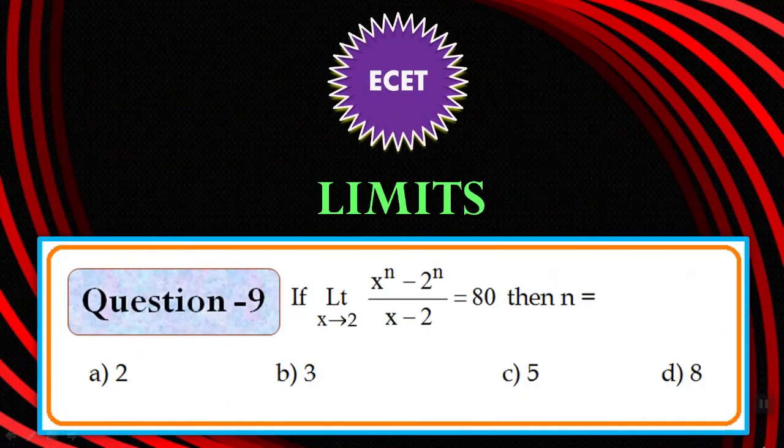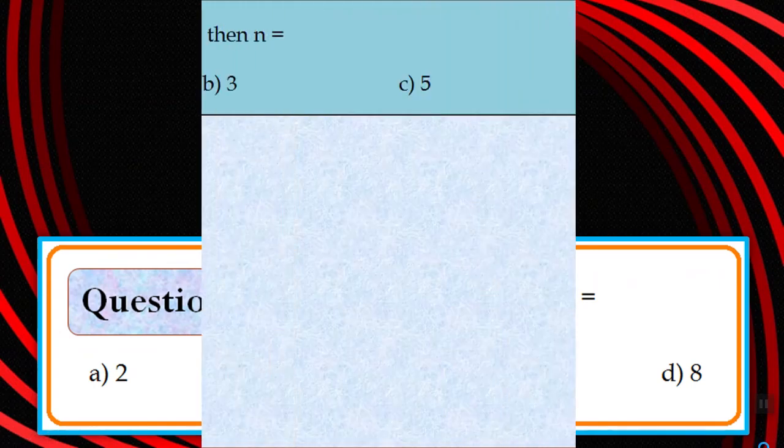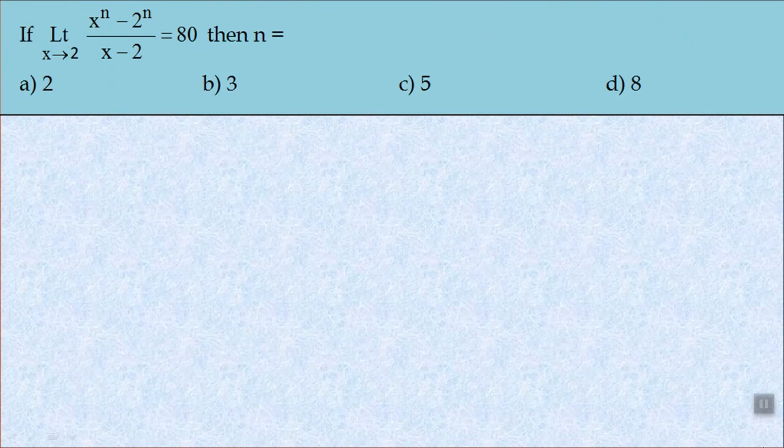Dear students, see the question number 9. Read the question and write it. The question is, if limit x tends to 2, (x power n minus 2 power n) divided by (x minus 2) is equals to 80, then n is equals to. Let us start the solution.